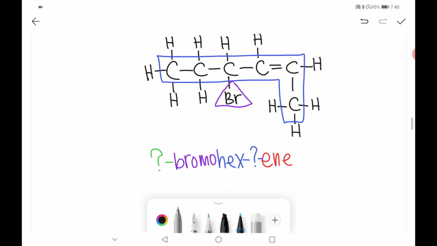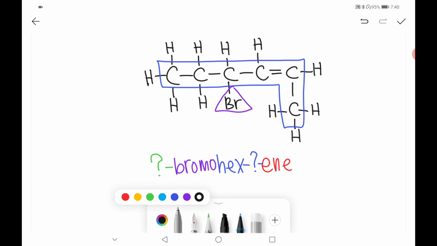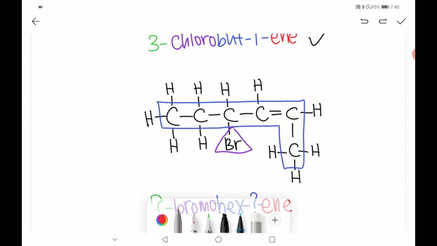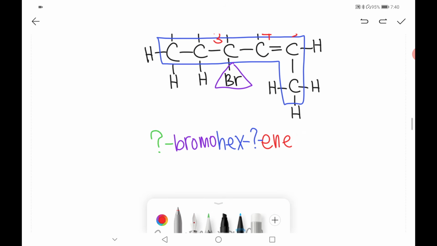We will count from the left to the right. This is 1, the first carbon, 2, 3, this is 4 and 5. You can see the bromine is on the third carbon. So the branch number is 3.